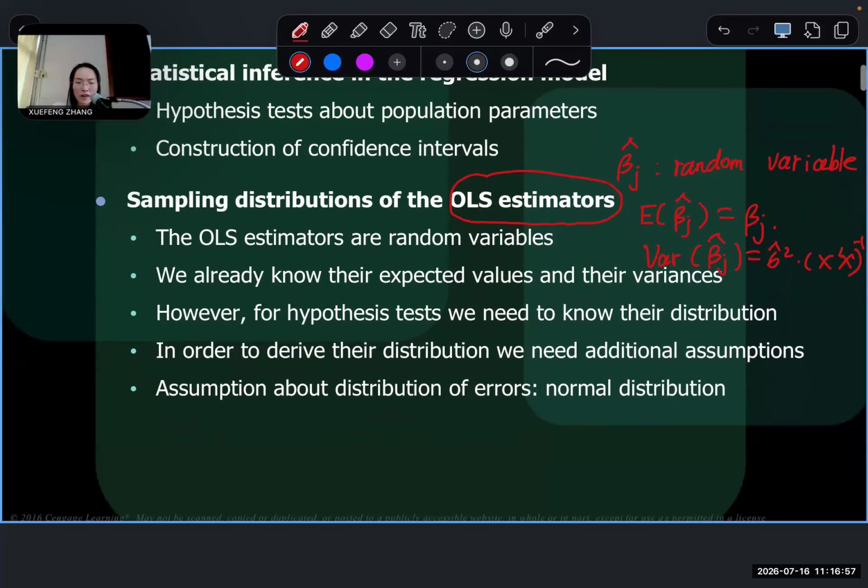But for hypothesis testing, knowing just the mean and variance, this is the mean, this is the variance, isn't enough. We need to know the exact shape of the distribution. Is it bell-shaped, skewed, or something else? Then can we calculate probabilities like how likely is it to see a beta hat this large by pure chance? So we need to know the exact shape of the distribution, okay?